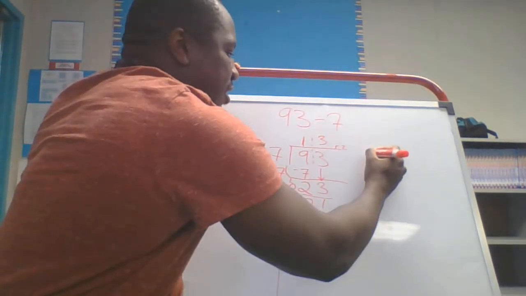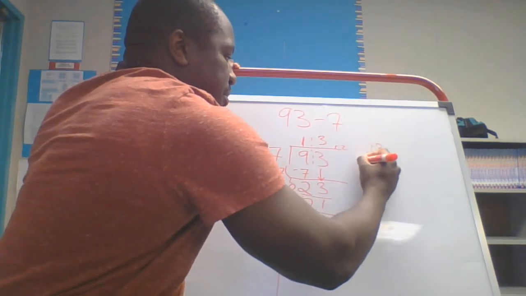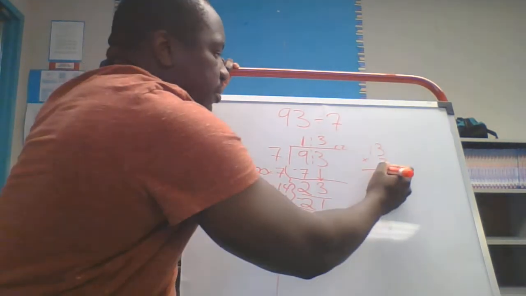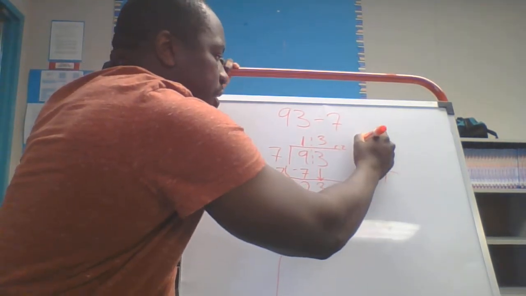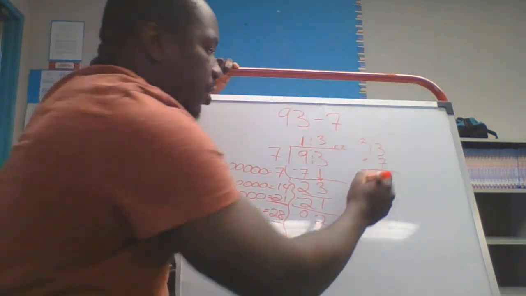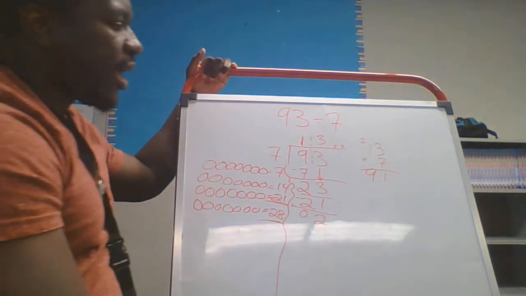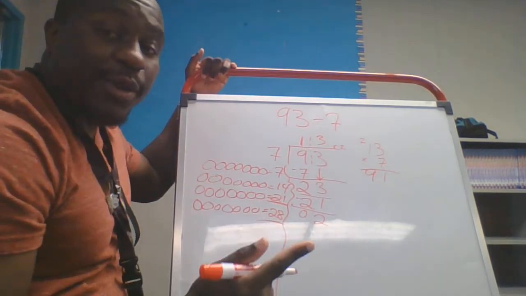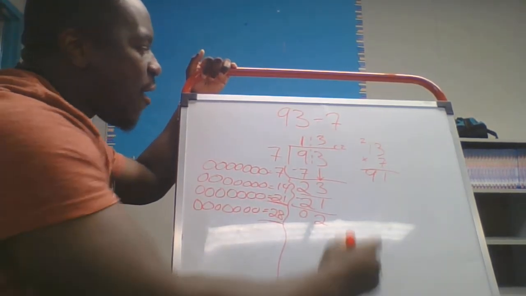So let me show you the process. You can go 13 times 7. You can use the circles if you need to. It's going to be 21. 1, carry the 2. 7 times 1 is 7 plus 2. That's 91. And you might be like, hey, 91 does not equal 93. I might not be good at math, but I do know that, right? So that's where our remainder comes in.